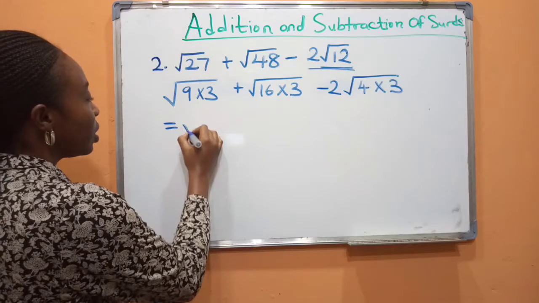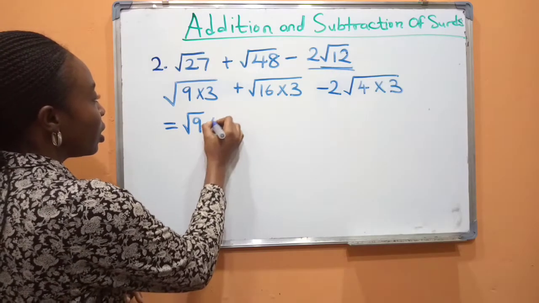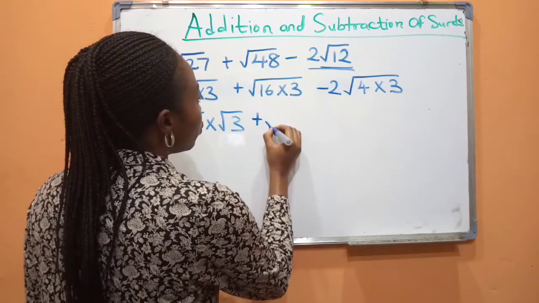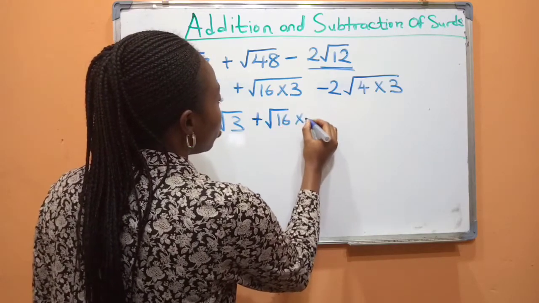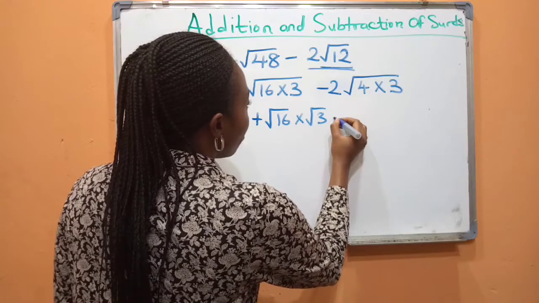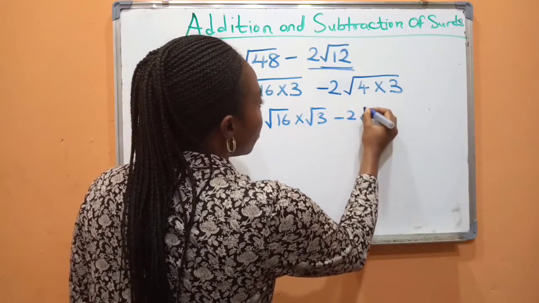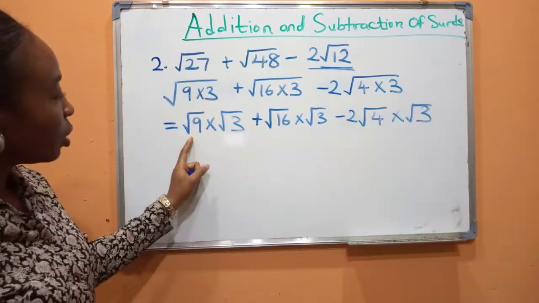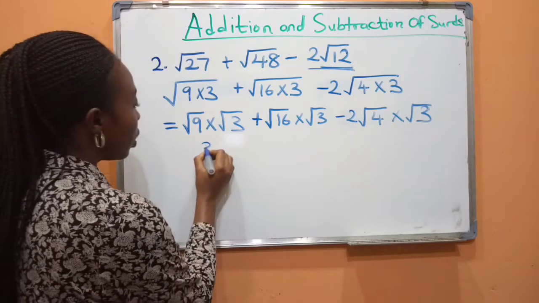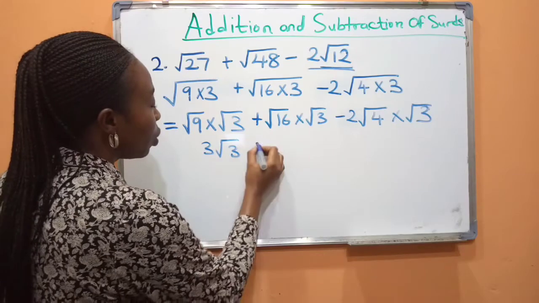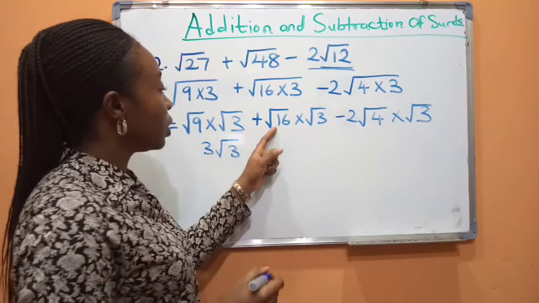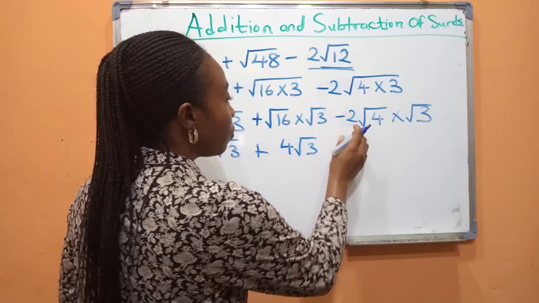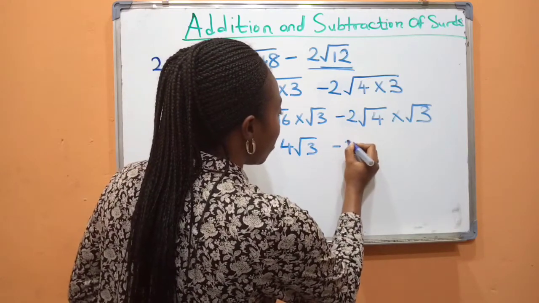Remember, this is the same as root 9 times root 3. And then here we have plus root 16 times root 3 minus 2. Then we have root 4 times root 3. The square root of 9 is 3, so we have 3 surd 3 plus the square root of 16 is 4, so we have 4 surd 3. Then we have -2. Just simply write this -2.